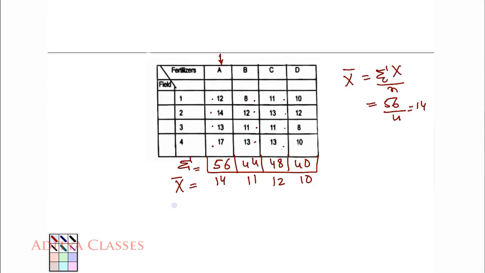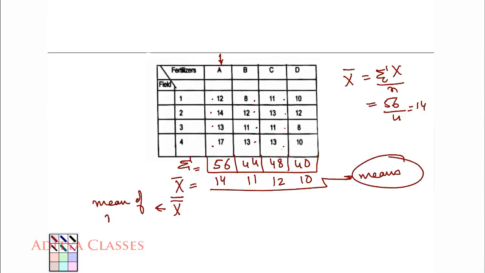Now one thing I'll be needing is x bar of bars. What is this? This is the mean of means. All these are means, and this is the mean of these means. Mean of means. What will this be? 14 plus 11 plus 12 plus 10 upon 4, giving me 47 by 4 or 11.75.